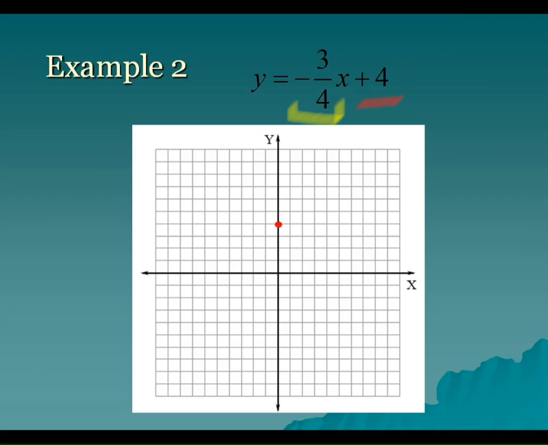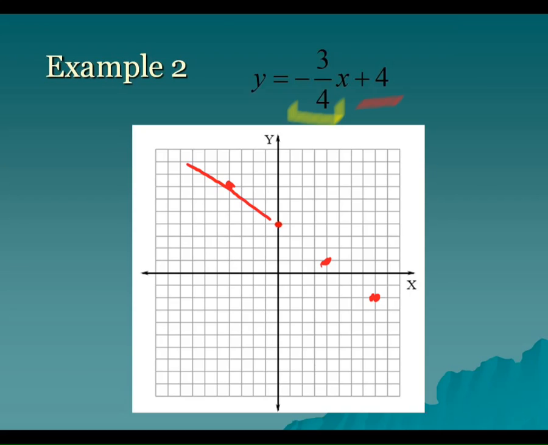Let's say we treat the negative with the 3. That means we need to go down 3 because it's negative 3 and then to the right 4. You're right there. Down 3, to the right 4. I could do that a couple times. I could have also gone up 3 and to the left 4 if I took the negative with the denominator. Should be right there.